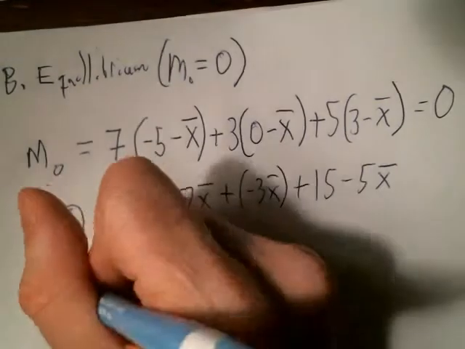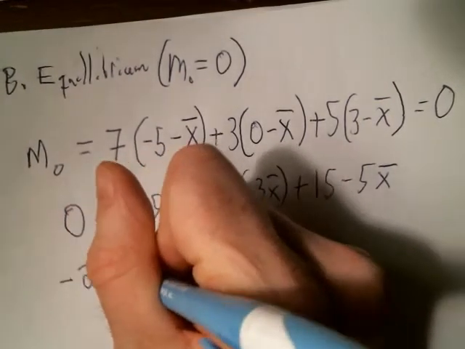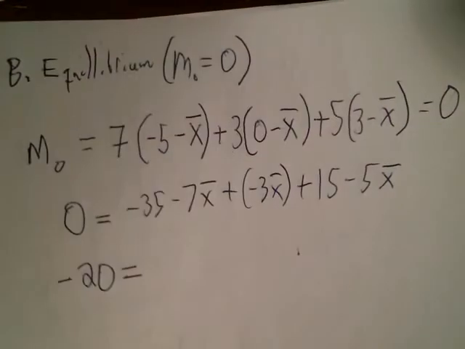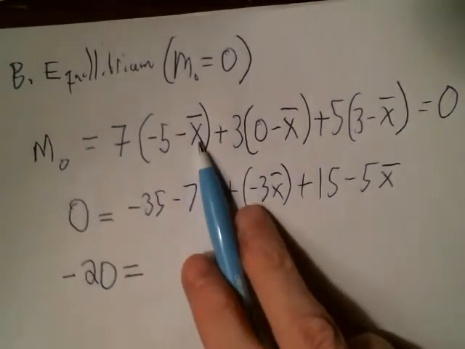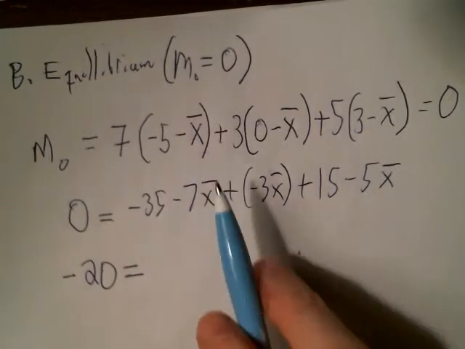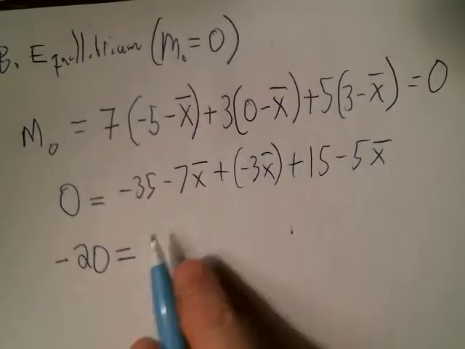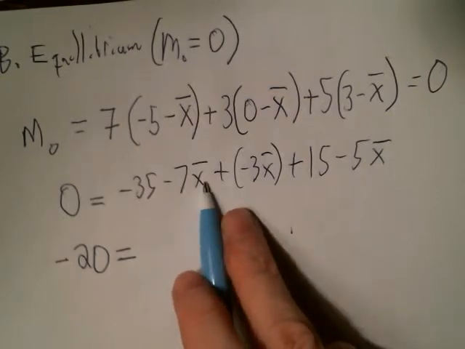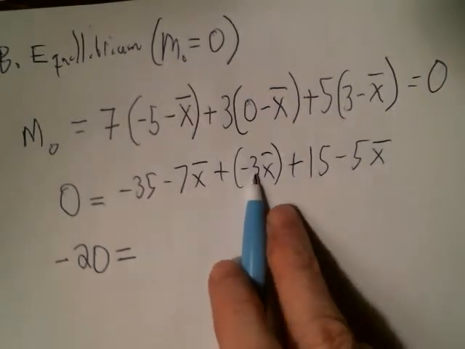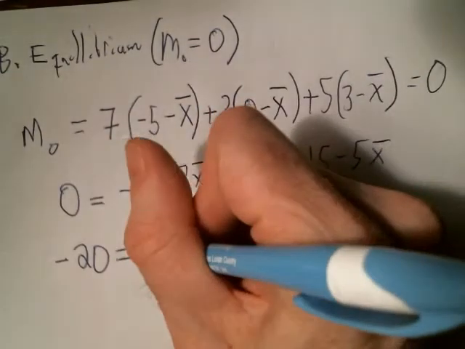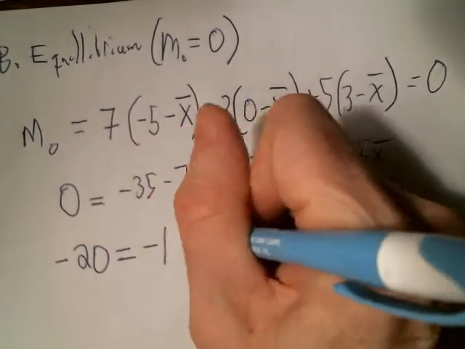So move that to the other side, and that number actually sounds familiar, right? That was just the moment about the origin of the original system. So that's important when we're trying to find a formula for x bar eventually. So anyways, I got the -20 over there. Combine like terms, so -7, -3 is -10, and then a -5, -15, I believe.